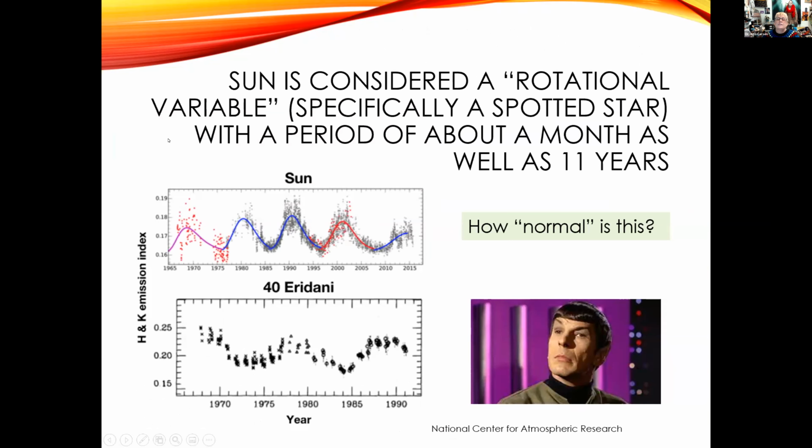So our sun is considered a rotational variable because as the sun rotates, we see different sunspots. But there's also a larger periodicity of about 11 years, again, of the sunspot cycle. So our sun sort of has two variability cycles, a short term and a long term. And there may even be longer periodicities in the sunspot cycle as well. So the question is, how normal is this? And the answer is, it's pretty normal.